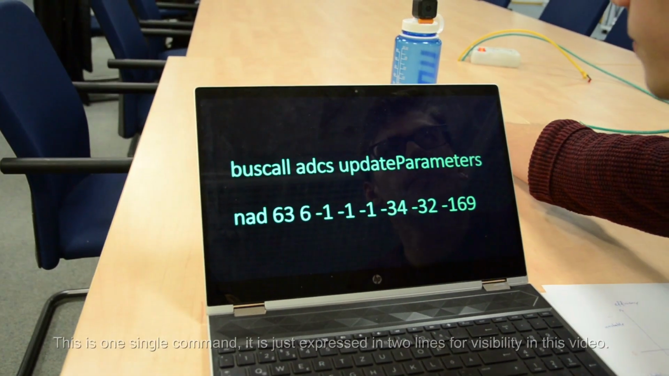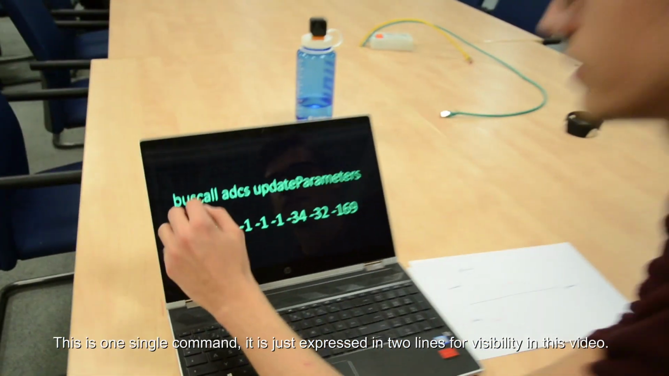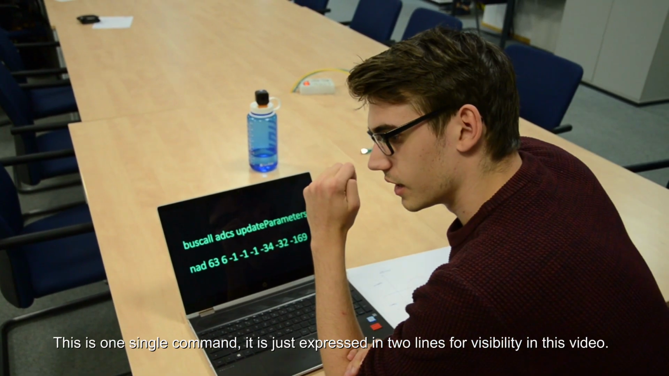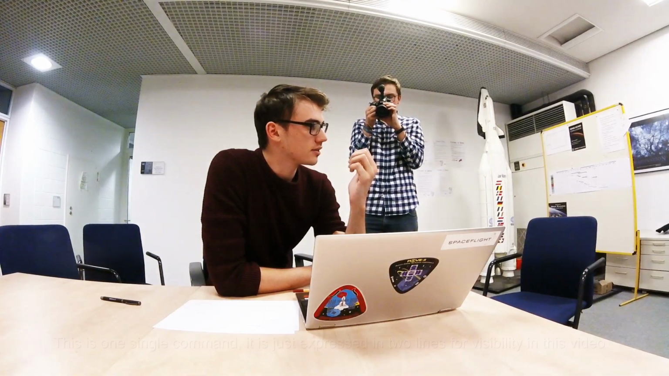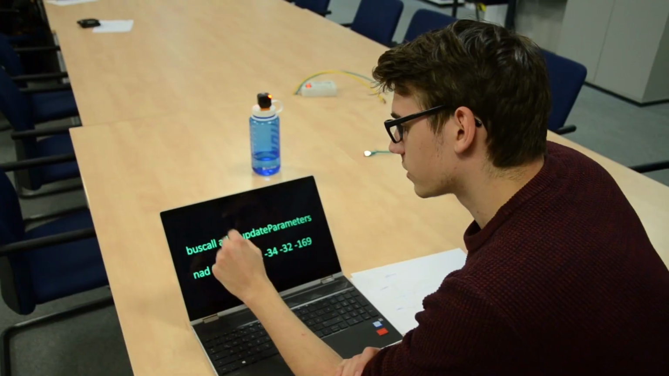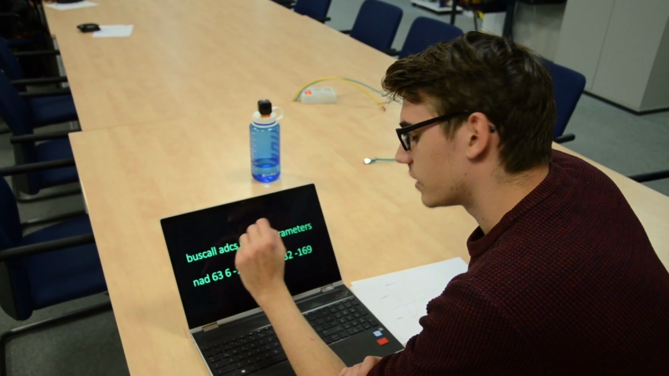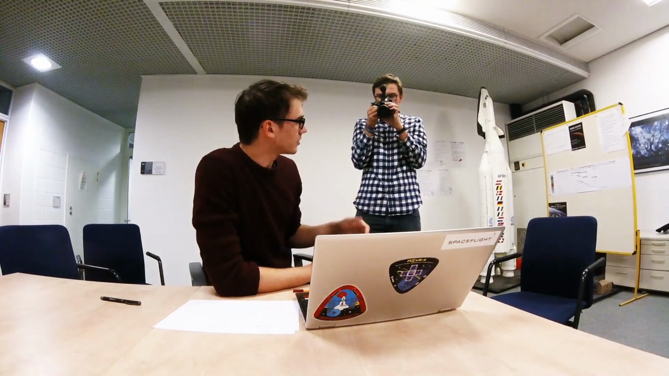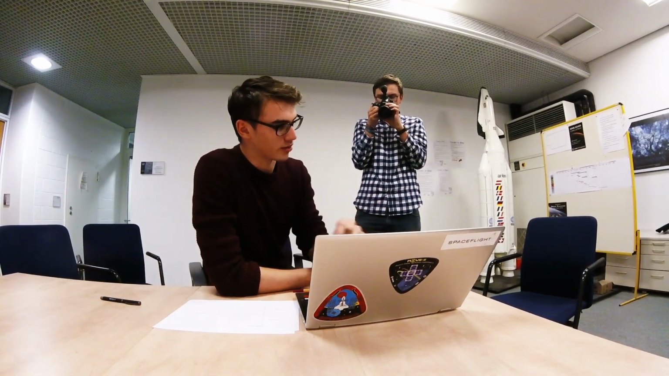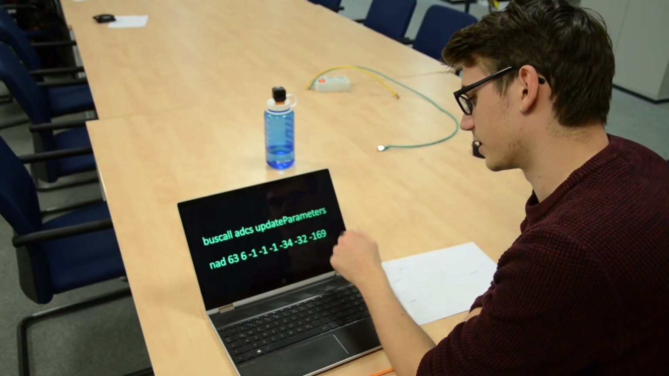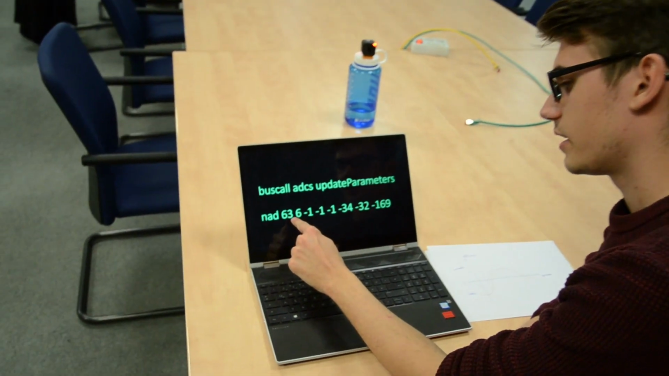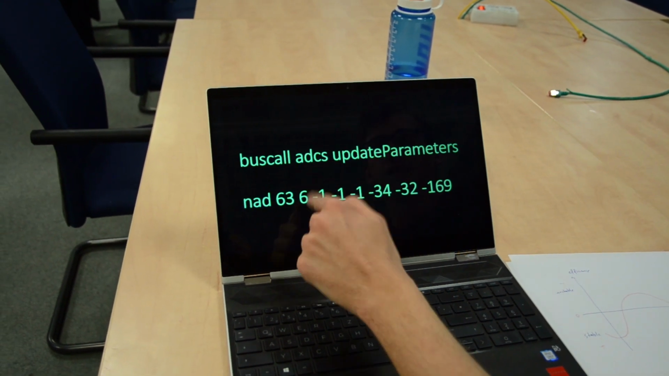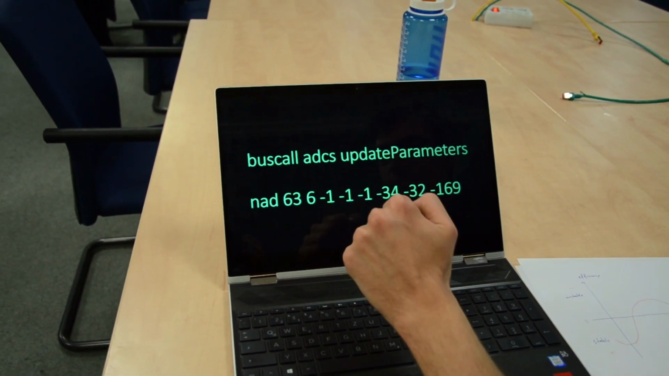Here you can see the first command that we sent. This is the bus call. This basically sends a command to one of our daemons, in this case the ADCS daemon, and then we tell the daemon to update its parameters. But to really update the parameters, we also need to plug in some new parameters. And we do this with this line here. Basically, we say we want to update parameter number 63. And then we want to update 6 numbers in those parameters.